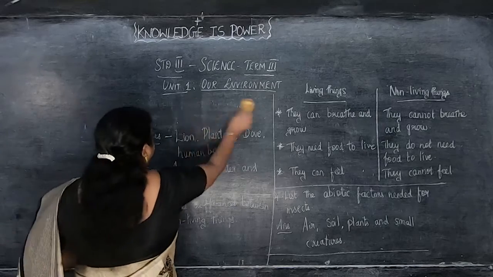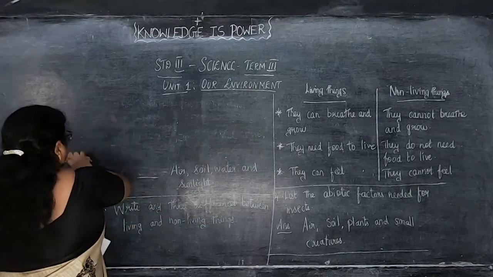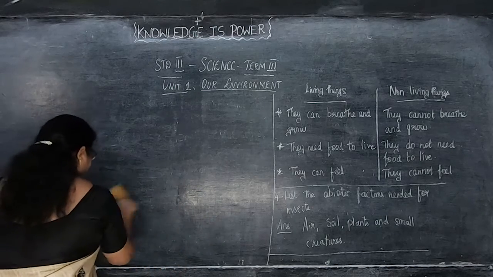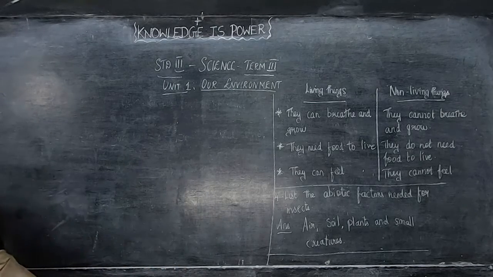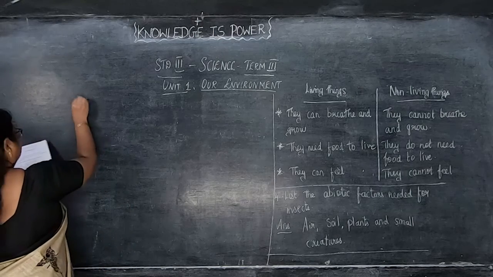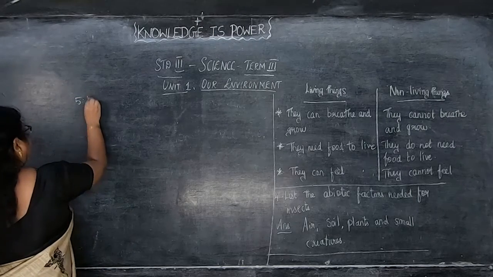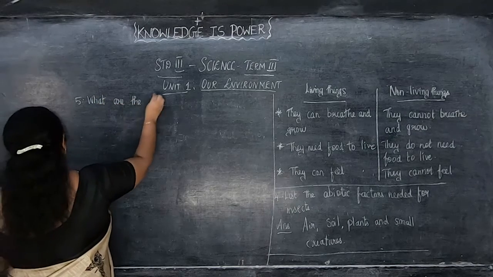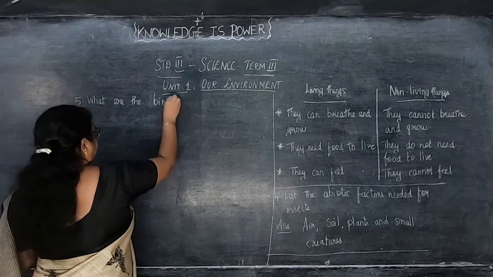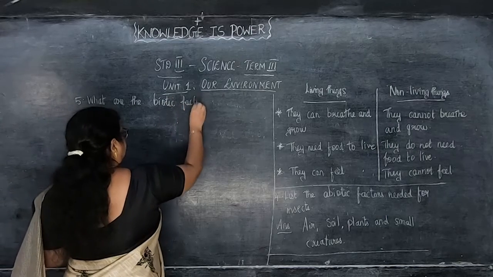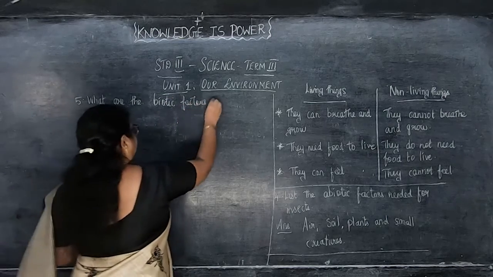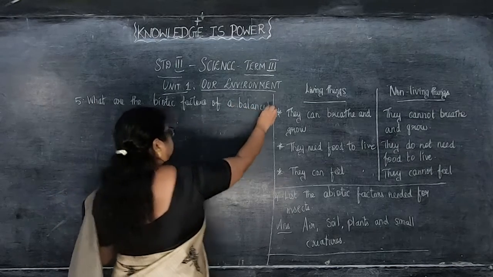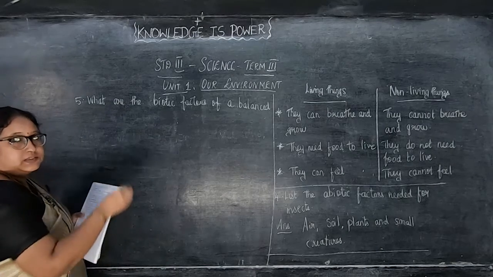So I have written this. I'm going to rub all these, children. So take down in your notebooks. Now, 5th one. What are the biotic factors of a balanced ecosystem?